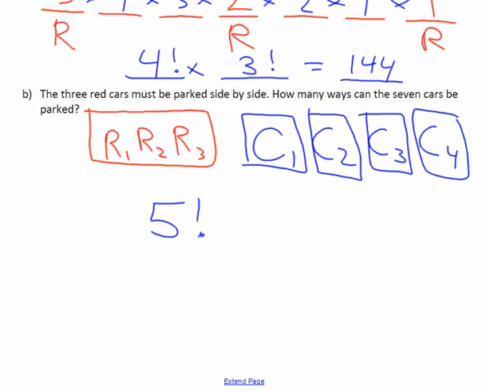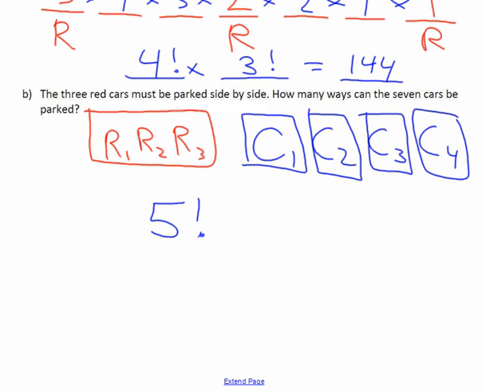5 factorial. And that's 120. But there's one more fly in the ointment. That's an old expression meaning there's a problem.